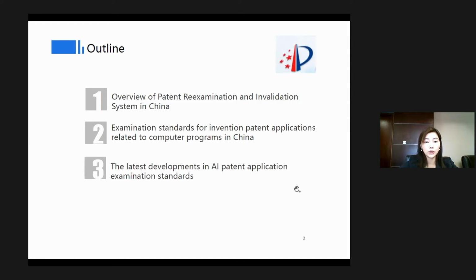My presentation includes 3 parts. First, I will briefly introduce China's patent re-examination and invalidation system. And the second one, I will introduce examination standards for invention patent applications related to computer programs in China. And the last one, I will share some information about the latest developments in AI patent application examination standards.